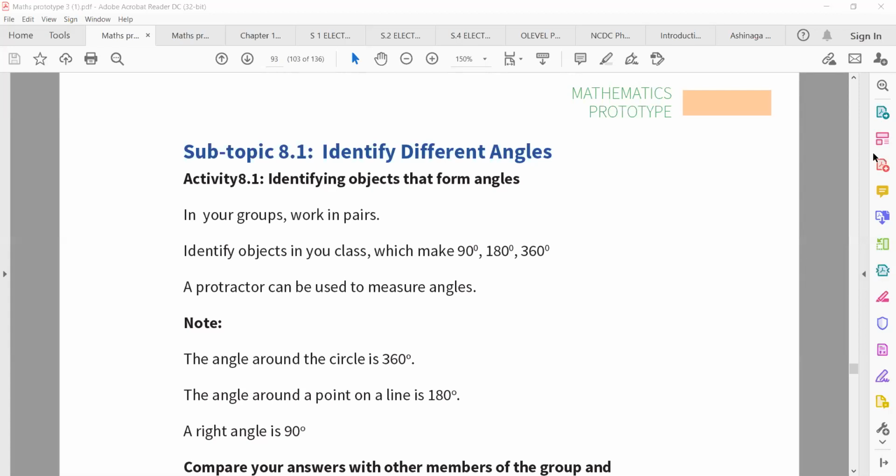Martha, over to you. Okay, thank you, Mr. Theo. So we are going to look at how we can identify the different angles.